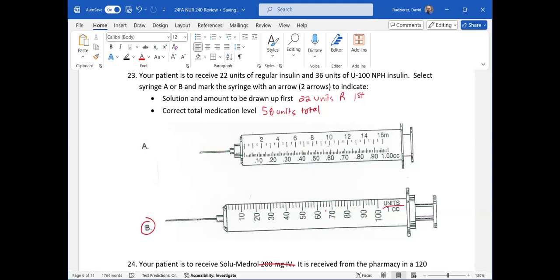Now, part of this is they're trying to make sure that you know to put an arrow on the numbers correctly. So these are increments of 2, right? So 52, 54, 56, 58 right here. So this is the total mark.